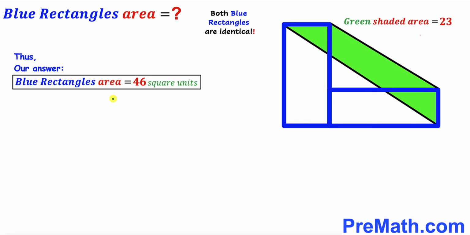So after all the calculations and manipulations, the area of both of these blue rectangles turns out to be 46 square units. And that's our final answer.